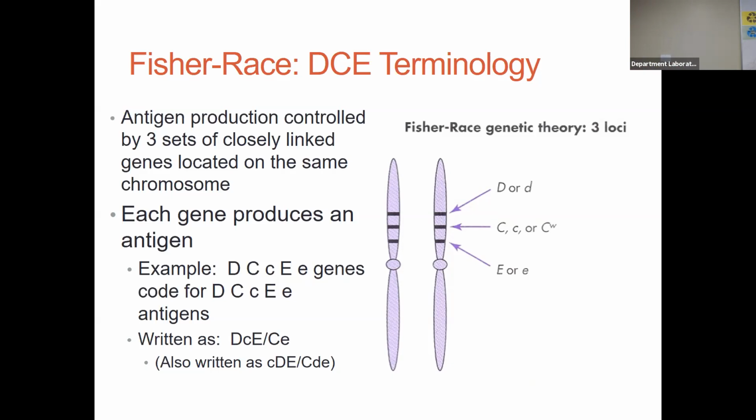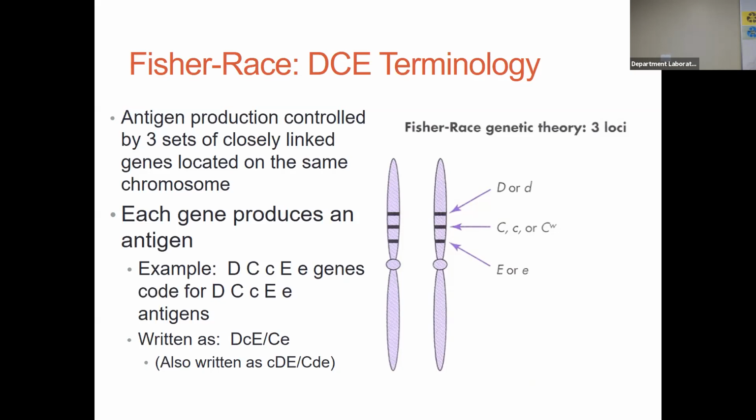The slash separates the two alleles. Then your second allele would be D negative. You could see it like this, or you might see the little d included there, and that just indicates that this allele lacks the D antigen being expressed. Big C positive, little e positive. So this is your Fisher-Race terminology.